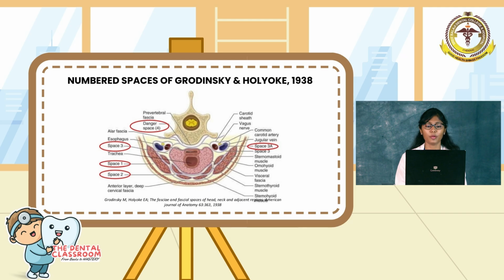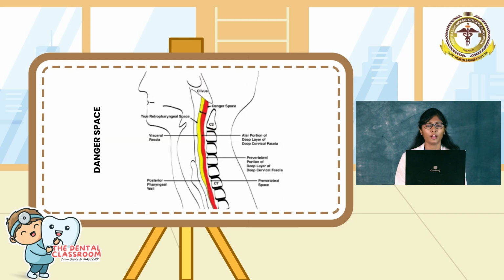Space 4, this is the space between the alar fascia and prevertebral fascia of the posterior layer. It is also known as the danger space because infections here can track from the neck down to the posterior mediastinum. Space 4A. This space lies in the posterior triangle of the neck, posterior to the carotid sheath and is part of the prevertebral space. Space 5A. This is located deep to the prevertebral fascia and posterior to the transverse process of the cervical vertebrae. It surrounds the scalene muscles and spinal postural muscles.